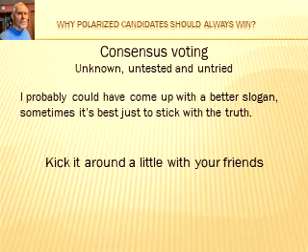Consensus voting. Unknown, untested, and untried. I probably could have come up with a better slogan, but sometimes it's just best to stick with the truth. And the truth is, it's a game theory problem. It can't be reduced to a simple formula or run through computer simulation. To do either of those things, you would first have to predict human behavior, and that's what we're kind of trying to figure out.